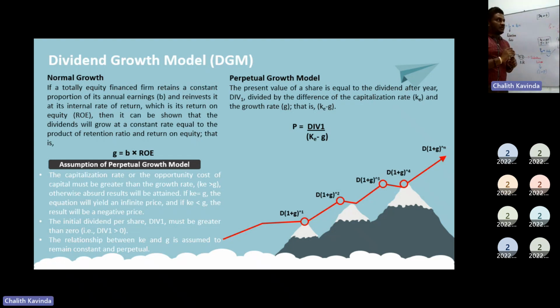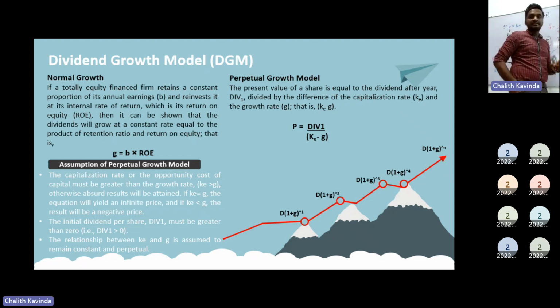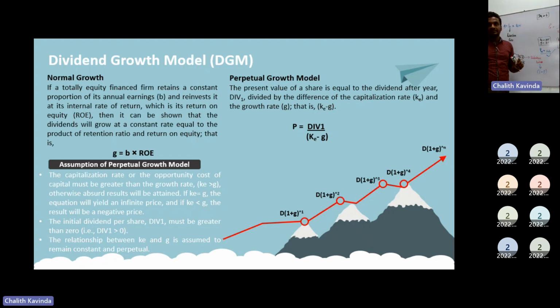Okay, so please read these two slides. Online students, are you all okay with these things? Is this clear? Yes, sir. Okay, fine. Any doubts? No doubts?